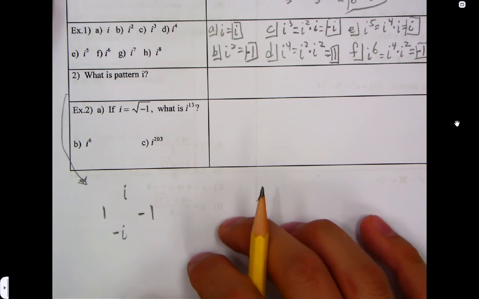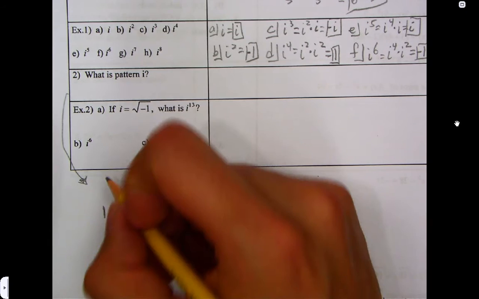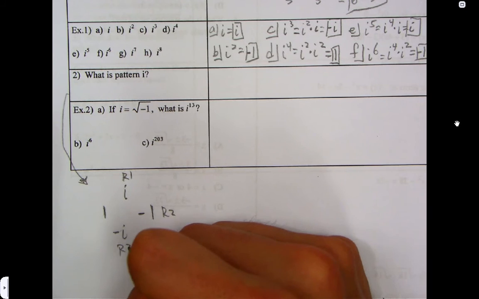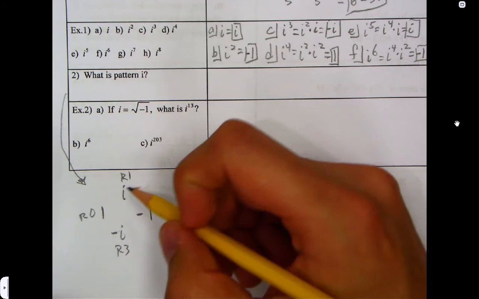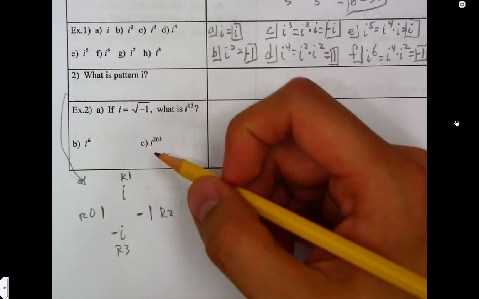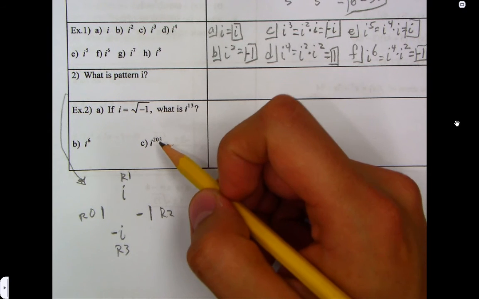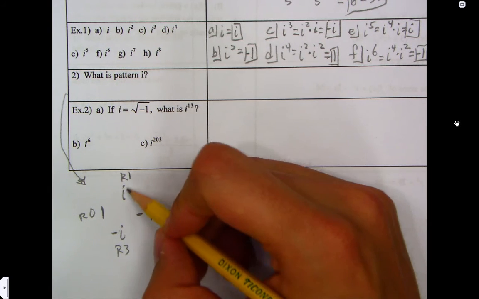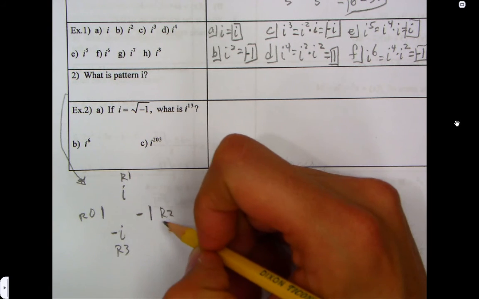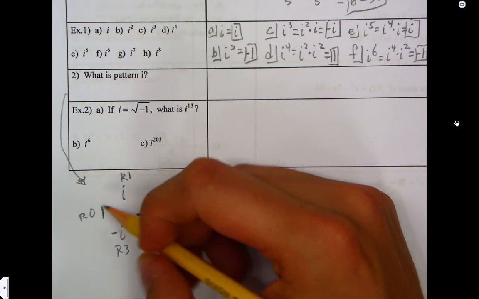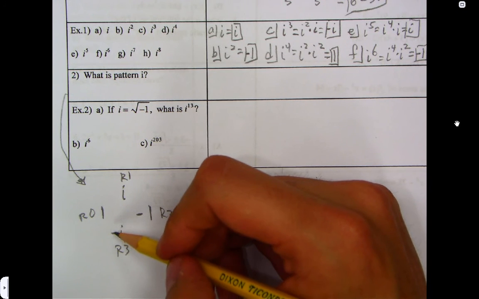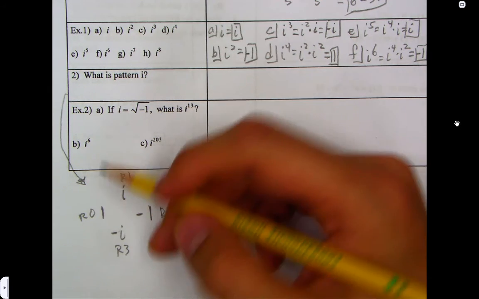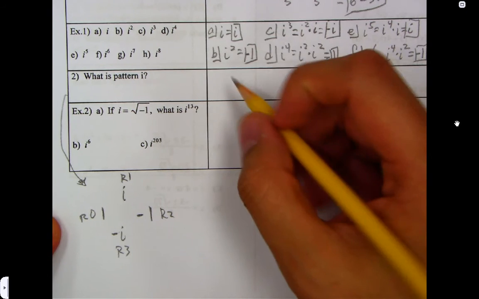Now, for the pattern, if you don't want to count so much, we're going to have to write remainder of 1, remainder of 2, remainder of 3, and remainder of 0. So if I had a big number like 203, I would just have to find the remainder and start counting from there. If it had a remainder of 1, the answer would be I. If it had a remainder of 2, the answer would be negative 1. If it had a remainder of 3, it would be negative I. And if it had a remainder of 0, then the answer would be 1. So let's look at this in action.